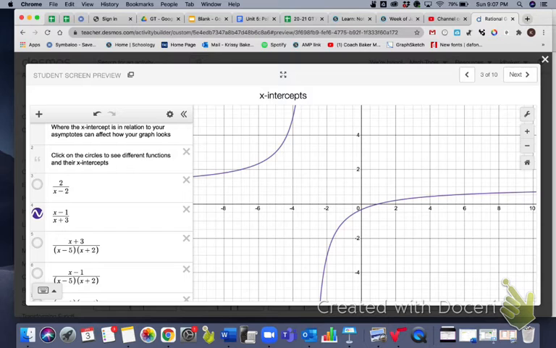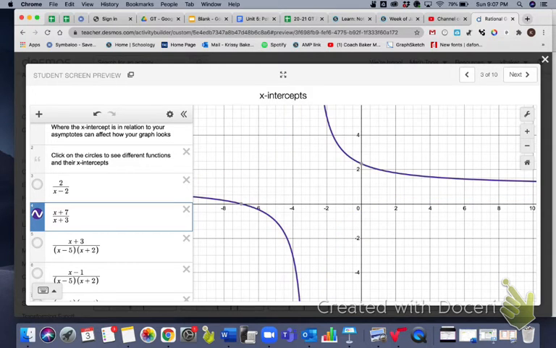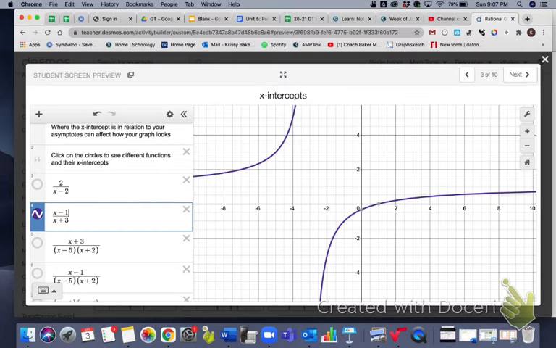If that x-intercept was over here instead, so let's say that instead of x minus 1, this was x plus 7. Notice that flips the way your graph looks, because again, where that intercept is affects what your graph does.